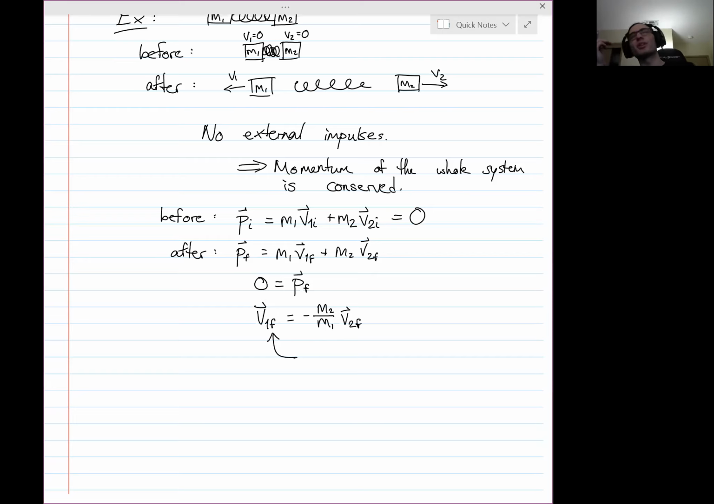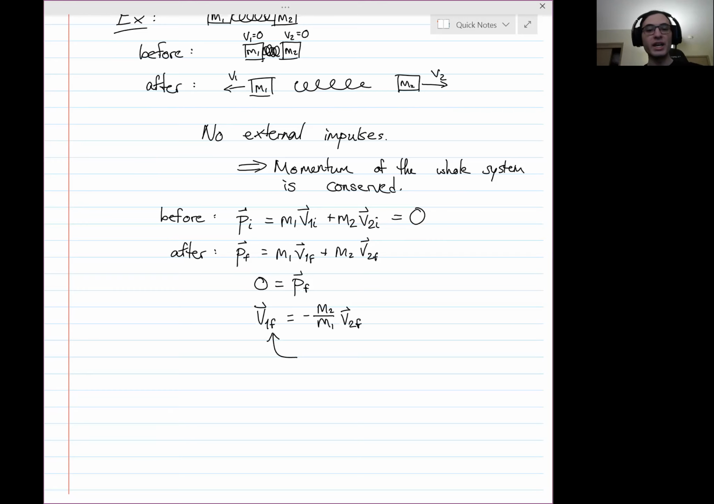A good example of this would be a semi-truck hitting a Prius, right? If a semi-truck is going 60 miles an hour and it collides in the opposite direction with a Prius going 60 miles an hour, the semi-truck's not going to change speed a whole lot. The Prius will completely reverse direction. So one consequence of momentum conservation is that lighter objects will be affected more in collisions than heavier objects.